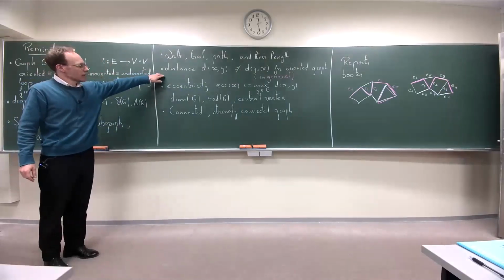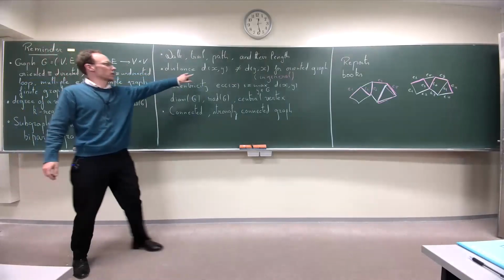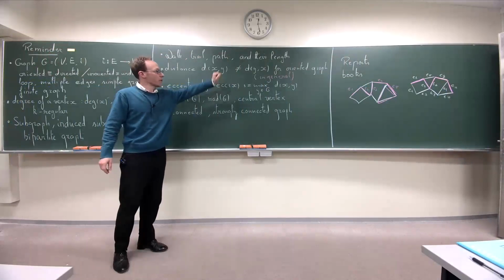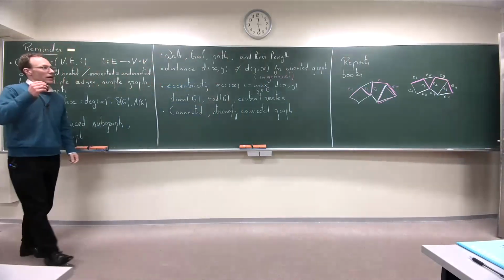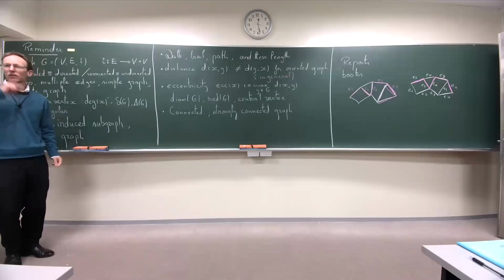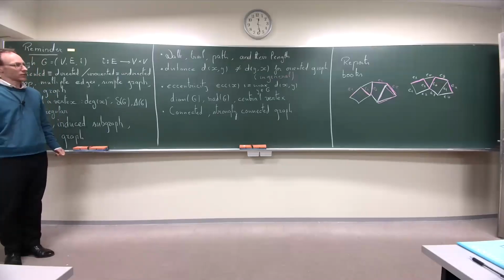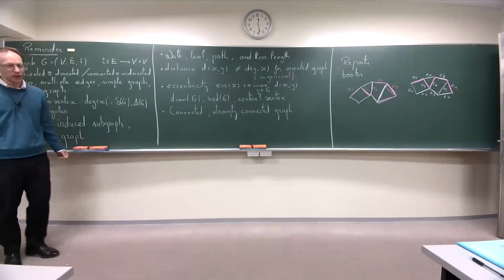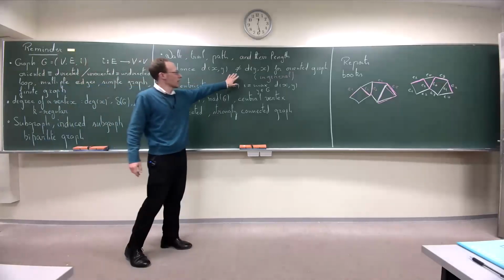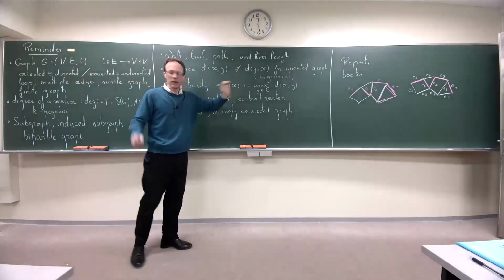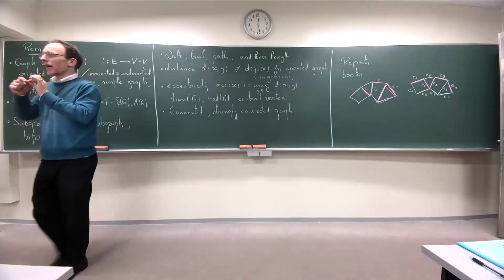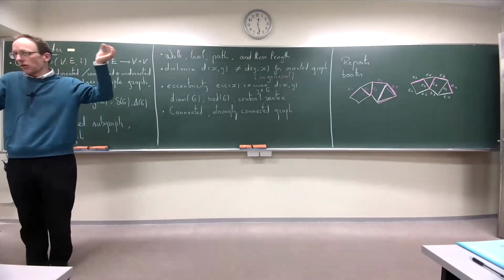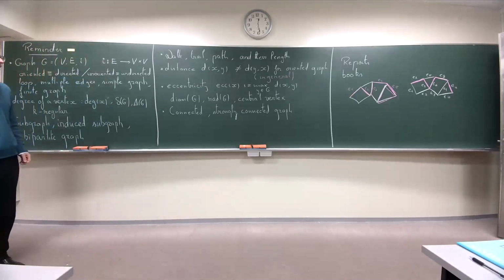The distance has been defined, distance between 2 vertices. Be careful for oriented graph. In general, the distance from x to y is not the same as the distance from y to x in general. Of course, it can happen that they are the same, but not always. And this distance can be infinity. If you cannot go from x to y, we just say that the distance is infinity.